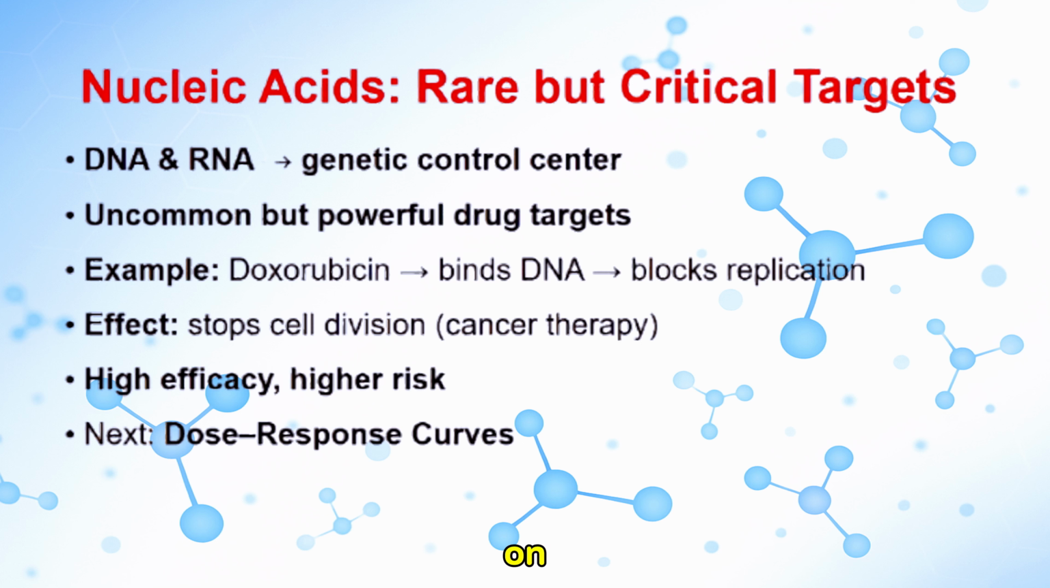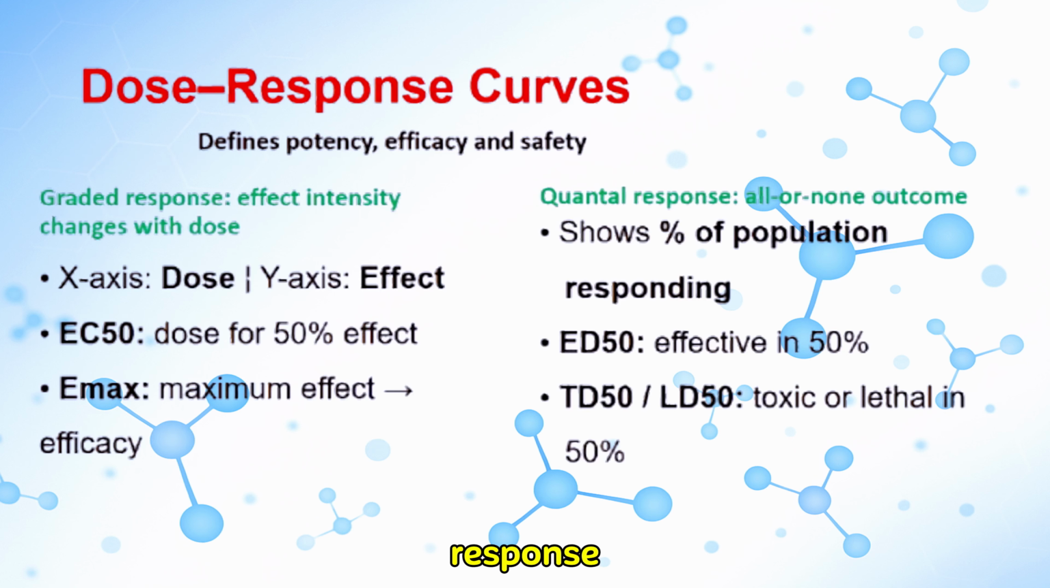Now let's move on to explore the types of dose-response curves, graded versus quantile responses, and understand how drugs produce effects at different doses. Types of dose-response curves. Graded versus quantile. Drugs produce different types of responses in the body. We use dose-response curves to measure these effects. There are two main types of dose-response curves.